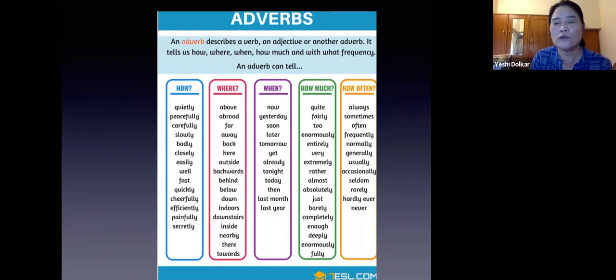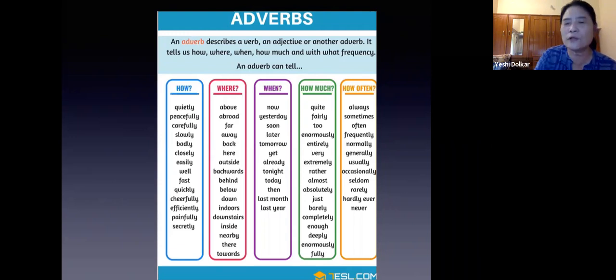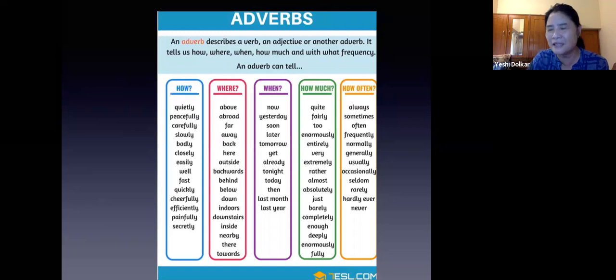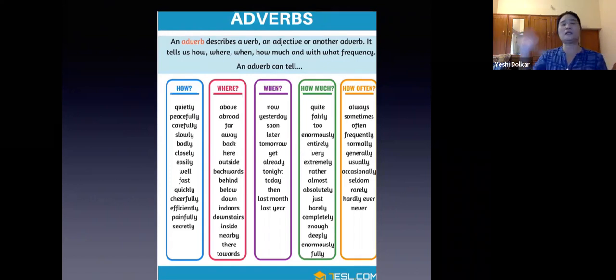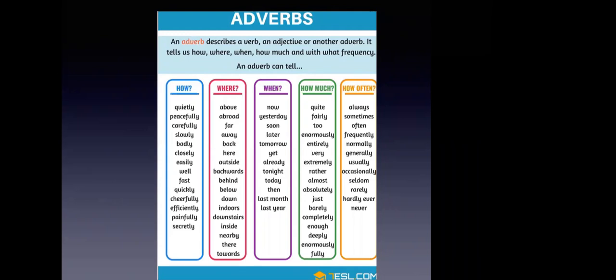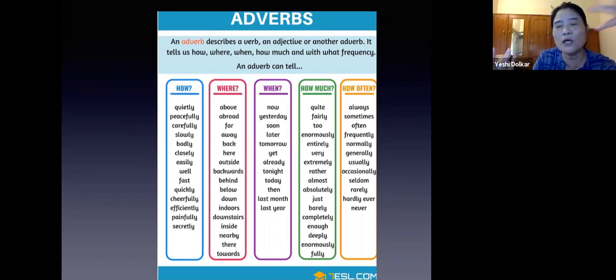You do it more often. Occasionally means not very often. Okay, seldom. I seldom. Seldom, rarely: we seldom have meat for food. We rarely have. Hardly ever, seldom, rarely, hardly ever, never. Do you understand? Yes, ma'am. So you can use it to make your sentences longer or put more meaning.